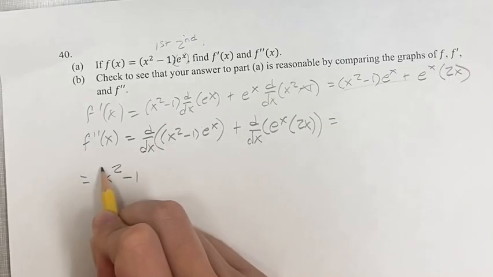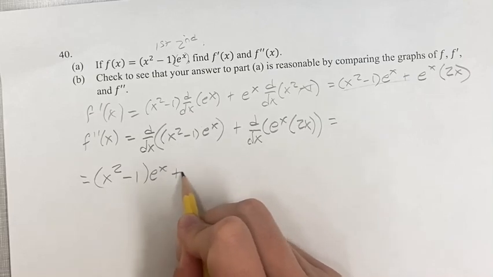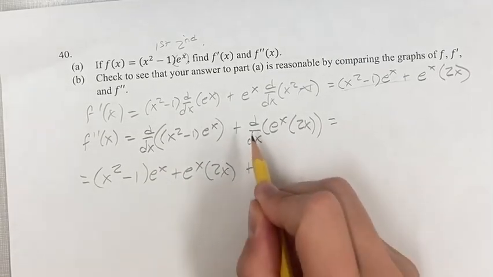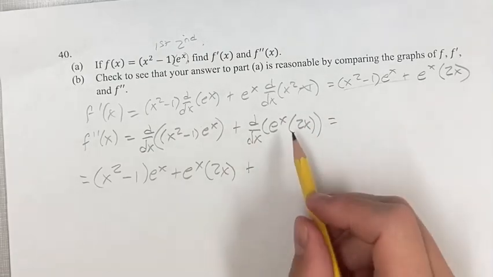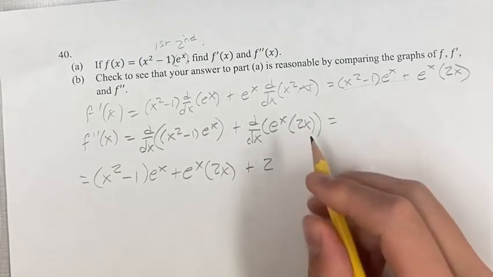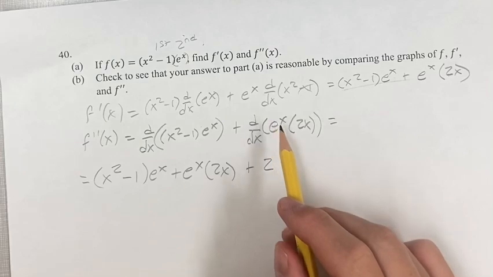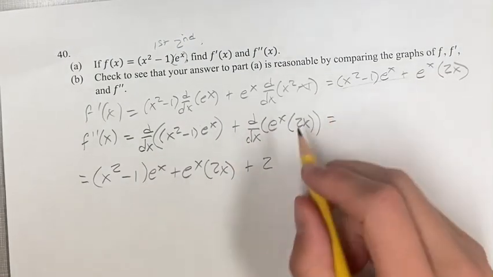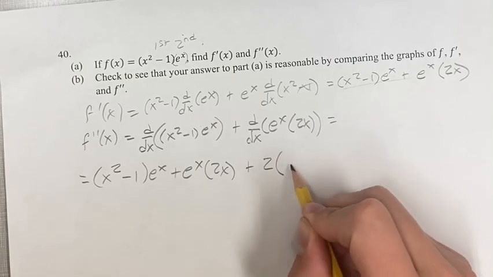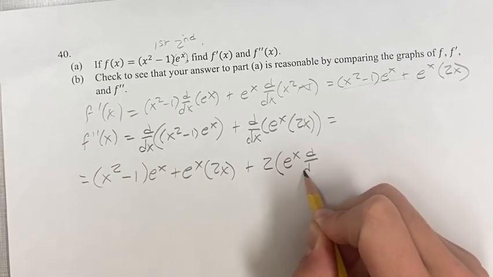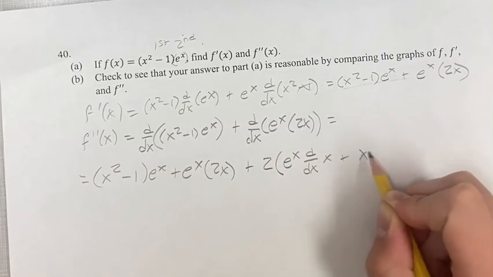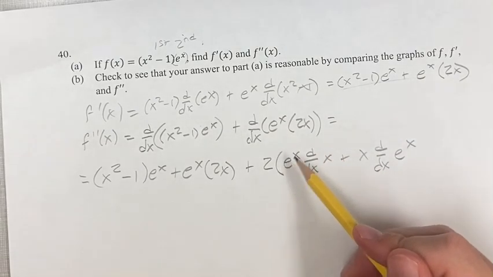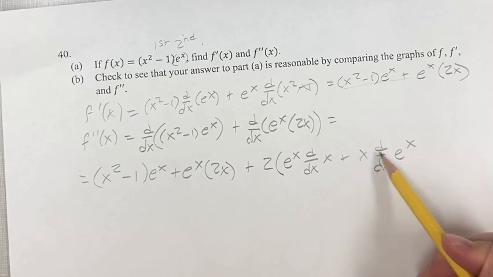So we have x squared minus 1 times e to the x plus e to the x times 2x. And then from there, we can calculate this derivative, which if we pull the 2 out first, then we're taking the derivative of e to the x times x, so that's another product rule opportunity. So we have e to the x times the derivative of x plus x times the derivative of e to the x, right? First times the derivative of the second plus the second times the derivative of the first.